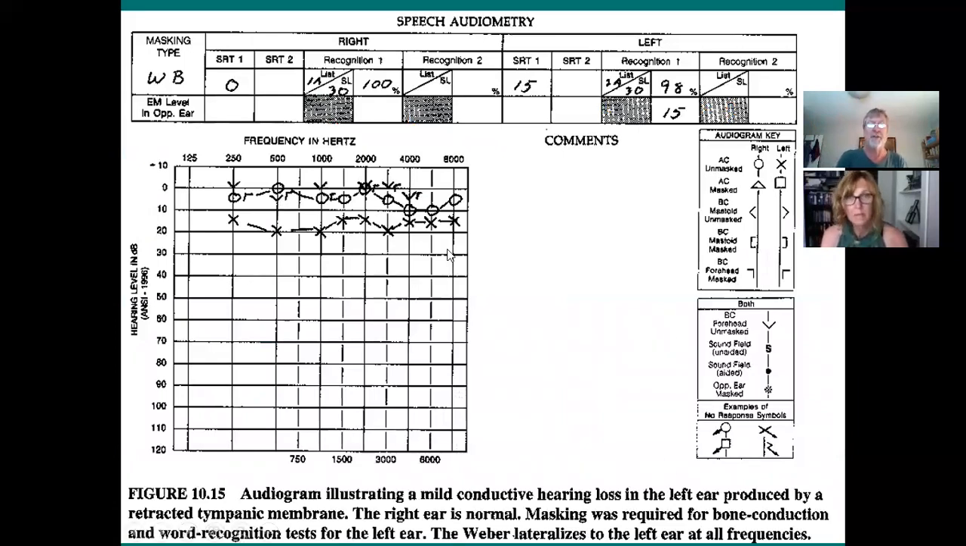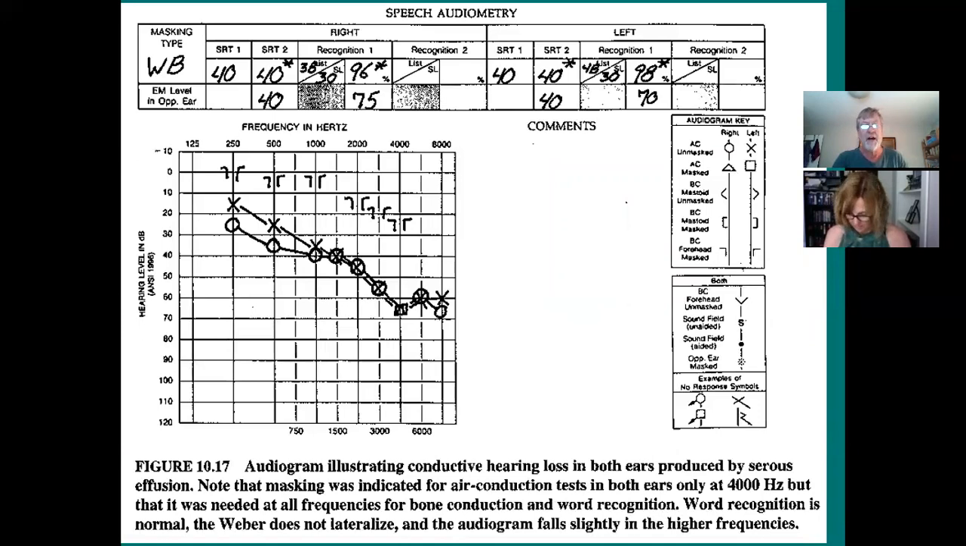This is just talking about another example out of Martin, showing you another slight, mild conductive hearing loss produced by a retracted tympanic membrane. Now this is a strange one to show. Notice the hearing loss is sloping. Highly unusual; usually the hearing loss is flat. But I think it's because the bone conduction thresholds are dropping here too. Look at the bone, it's dropping as well. So because the bone is dropping, the conductive component, the air-bone gap, will be equal across. If the bone scores were flat, this hearing loss would be flat.